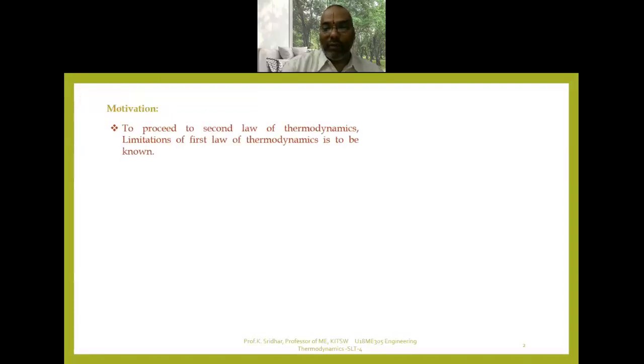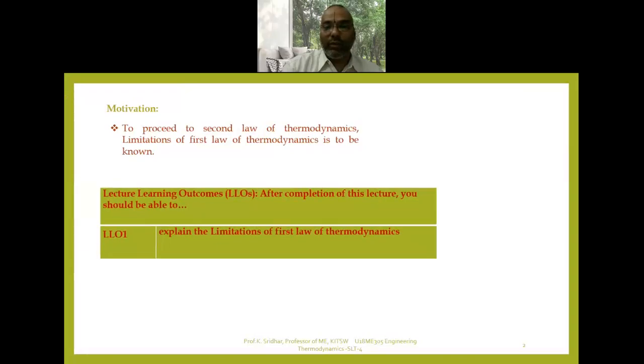So the same thing I have written here under the motivation. To proceed to the second law of thermodynamics, the limitations of the first law of thermodynamics should be known to each and every one. The objective is known to you, and the outcome after the completion of this lecture is to explain the limitations of the first law of thermodynamics.